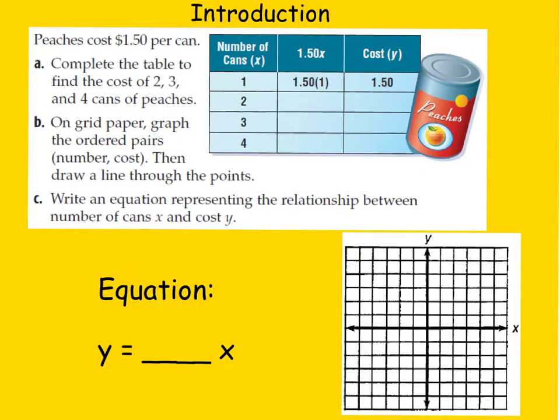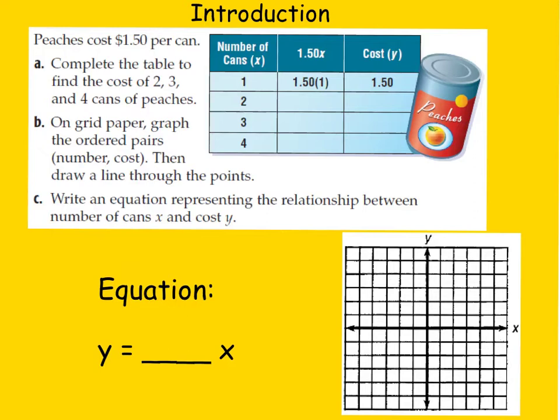As an introduction to this lesson, let's go ahead and do an example. Peaches cost $1.50 per can. If you look at the table of values that we have here, we have the number of cans, we have that the cost is $1.50 per can, and then we have the total cost, which is also known as Y. What I would like you to do is go ahead and complete the table to find the cost of 2, 3, and 4 cans of peaches. Pause this video, complete your table, and then restart the video in order to check your answer.